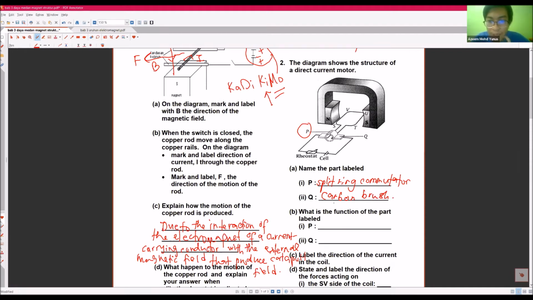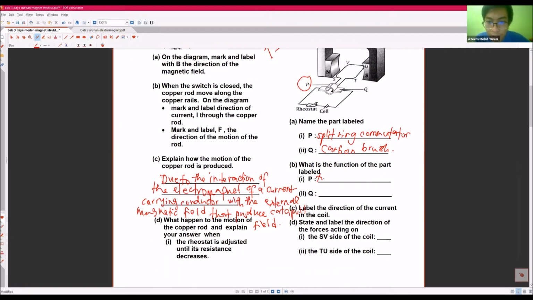What is the function of the part labeled P? To change the direction of current every half rotation. We need to change the direction of current so that the force causing the rotation is in only one direction. Q: to provide electrical contact.